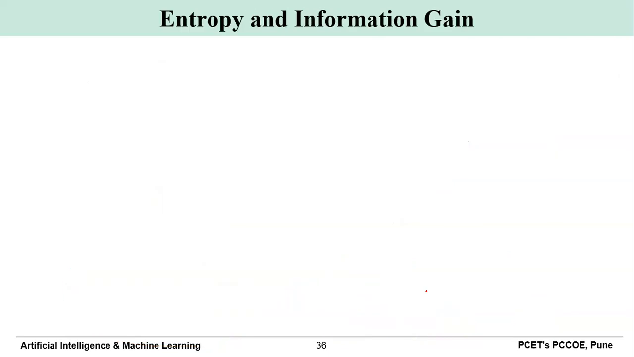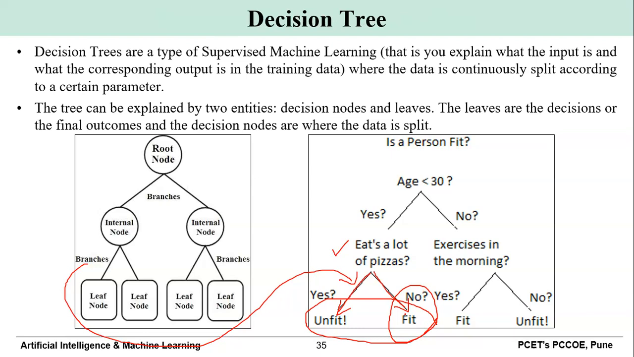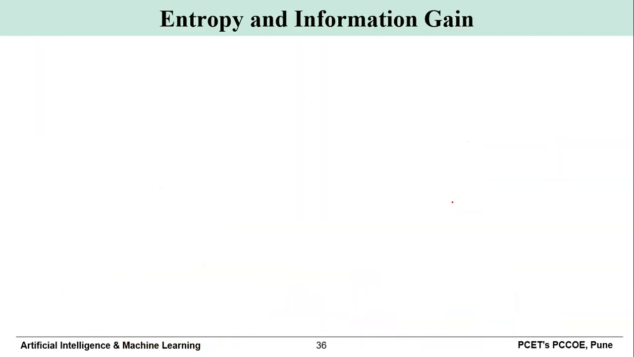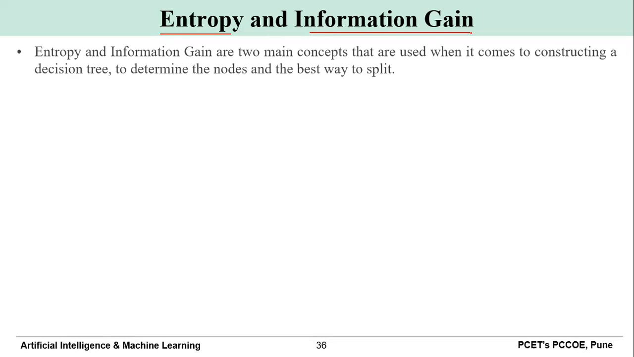In order to understand whether to go for a branch or not, or what should be the parameter to decide whether branches should be there or not, there are two important parameters: one is entropy and the second one is information gain, which is based on entropy. And based on the value of entropy as well as information gain, we can decide the best way to split the tree, or whether the splitting is possible or not.